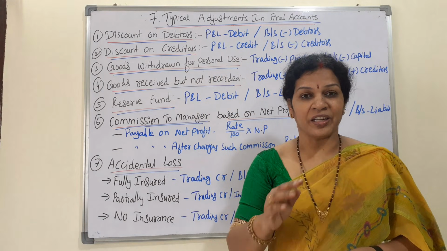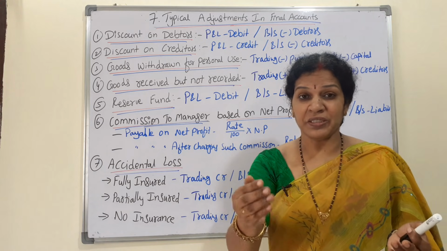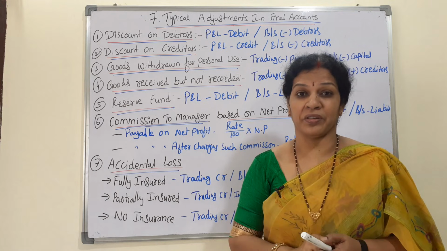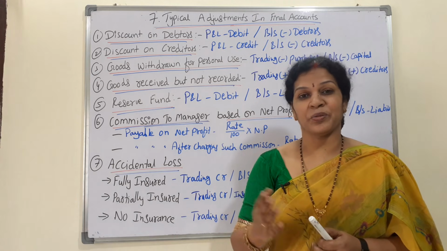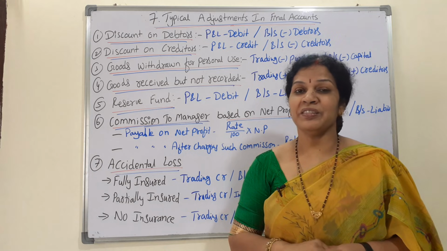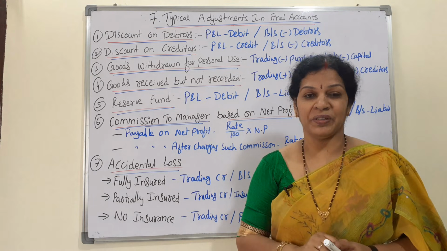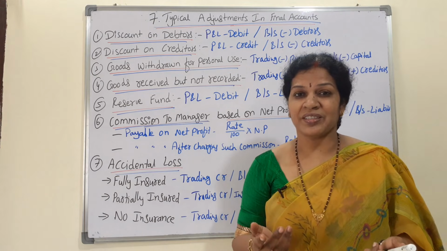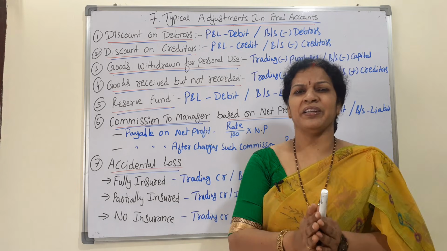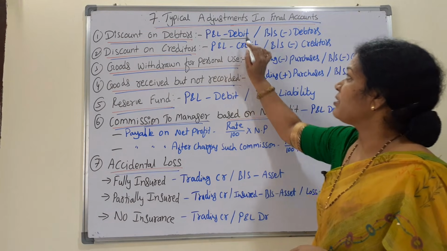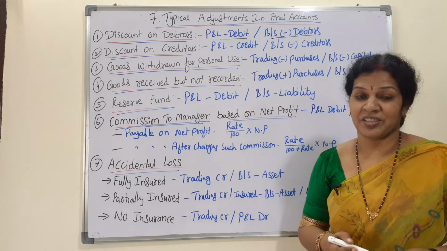Why? I'll tell you the reason. Whenever we are giving discount to the debtors, they have to pay the amount. Suppose debtors are 50,000 rupees. I am giving them a discount of 2,000 rupees so that they may pay the amount. Means if I give the discount, they will be paying 48,000 instead of 50,000. So that 2,000 is a loss. Giving discount to the debtors, that's a loss. So same as bad debts treatment, in the profit and loss account we write it on the debit side, and in the balance sheet deduct from the debtors, it's a loss, right?